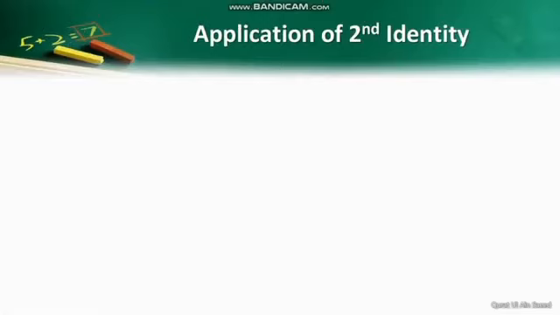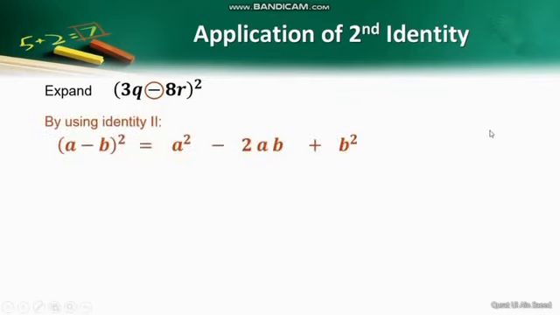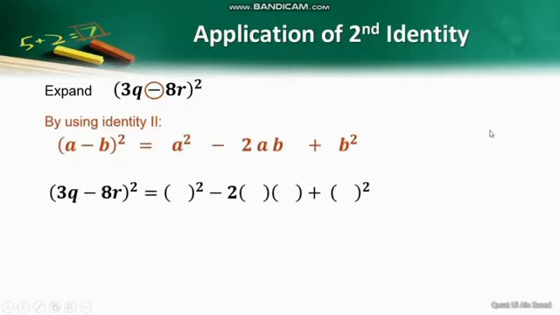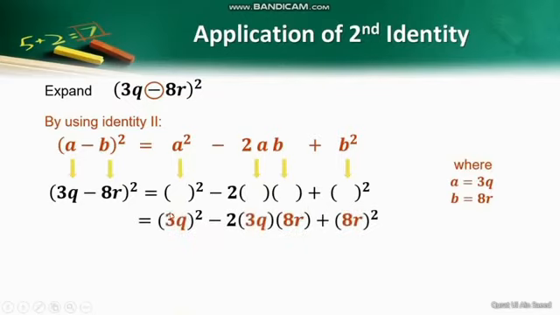In the same way, we can apply the second identity. For that, first we'll make sure that the given expression is the perfect square of difference of two numbers. Fine. Then we'll write the second identity. We'll compare the left hand side with the given expression to identify the values of a and b. In this case, a is 3q and b is 8r. Insert the values of a and b in their places.